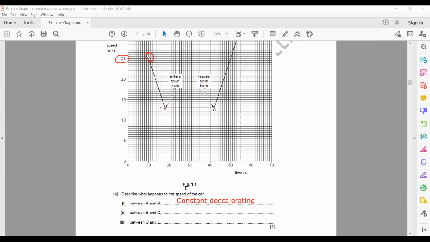Or constant deceleration. What is happening from B to C? From B to C, it's a horizontal line. So it shows it is a constant speed or no acceleration. And what is happening from C to D? From C to D, it is having a constant acceleration. So first was constant deceleration, then constant speed, and then constant acceleration.